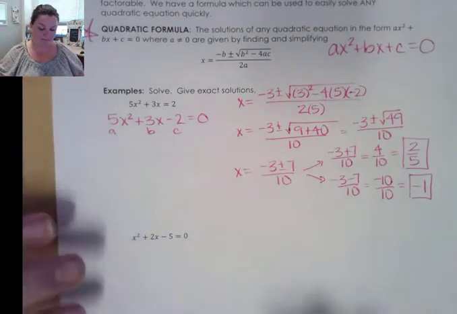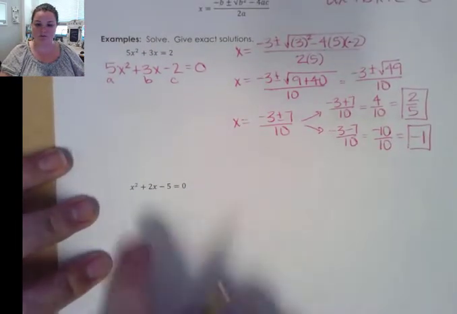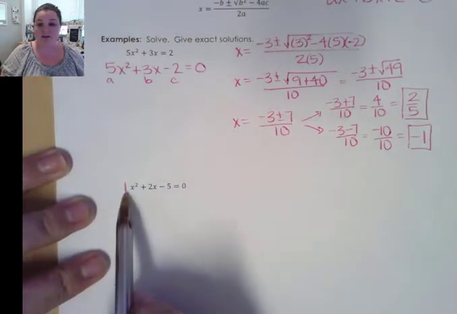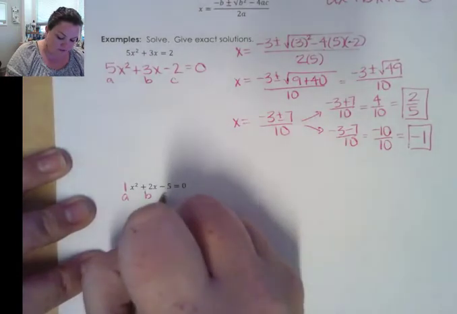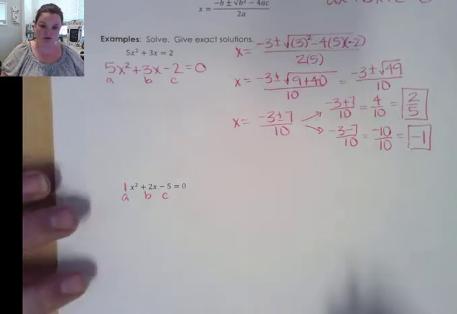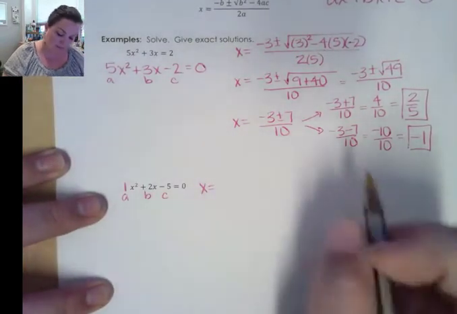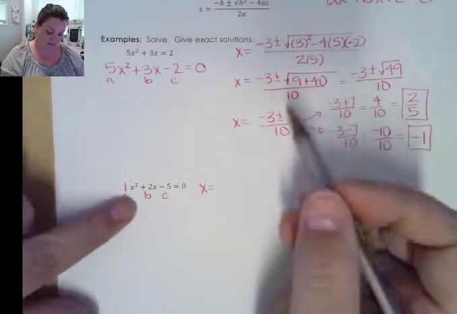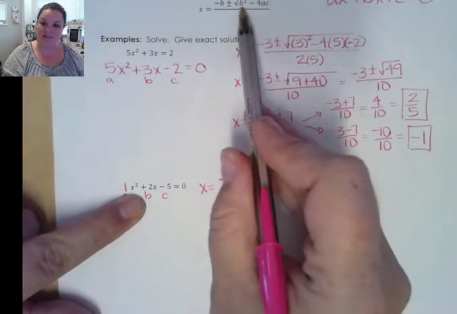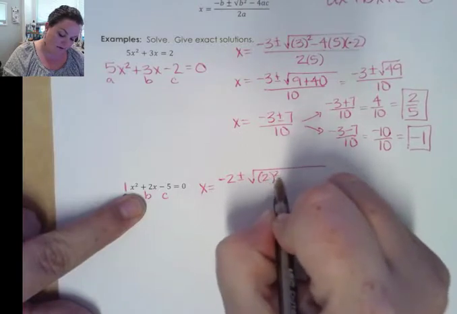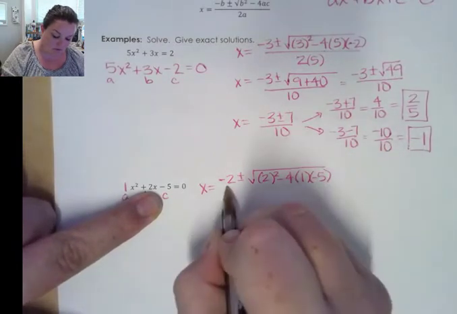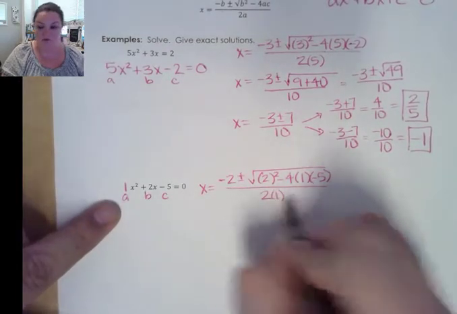Same idea on this one. It's already written in standard form for me, so I can already identify that my a is going to be a 1, right? Because when there's not a number there, it's an implied 1. My b is going to be 2, and my c is going to be negative 5. So now all I have to do is plug those numbers into my quadratic formula, which says that x is equal to the opposite of b, so my b is 2, so negative 2, plus or minus the square root of b squared, so 2 squared, minus 4 times my a, which is 1, times my c, which is negative 5, all over 2 times my a, which is 1, okay?